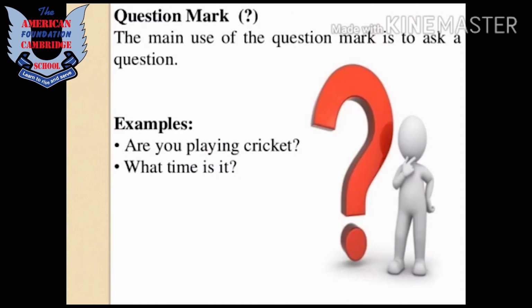The third punctuation mark we have is a question mark. You all know about it. The main use of the question mark is to ask a question. Whenever you want to ask a question, at the end there should be a question mark. Check out the examples there. Are you playing cricket? There we see the question mark. And then, what time is it? Again, a question mark in the end. Therefore, whenever you're asking a question, at the end, do put a question mark.